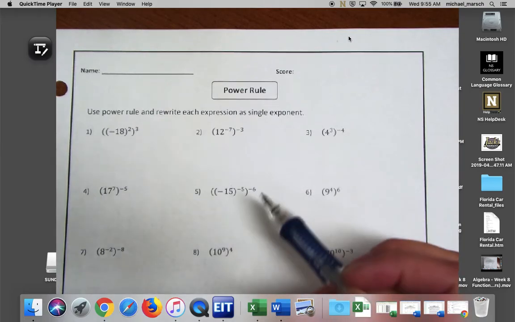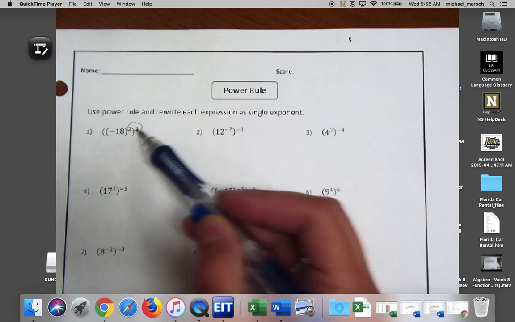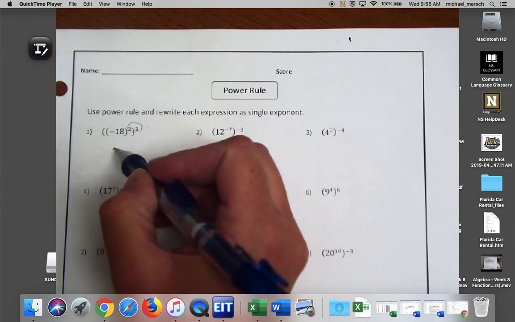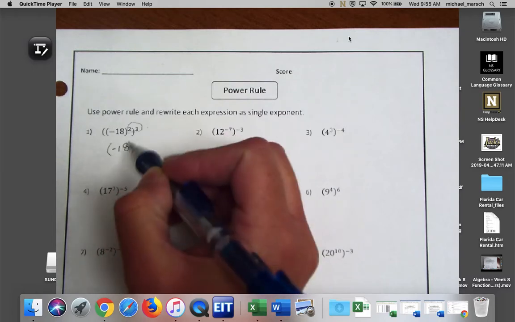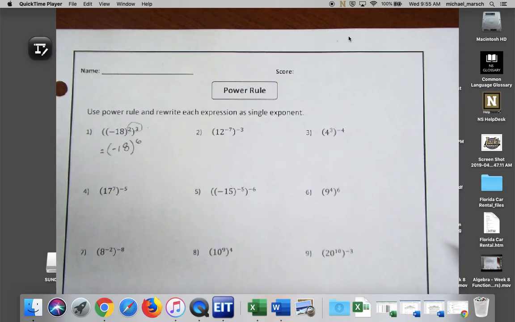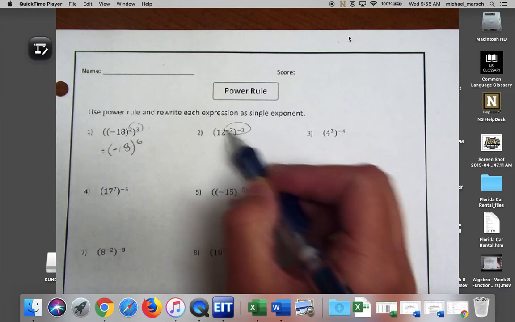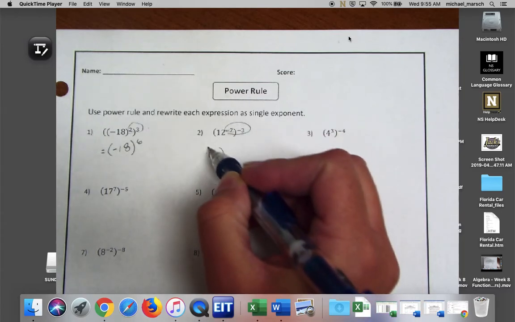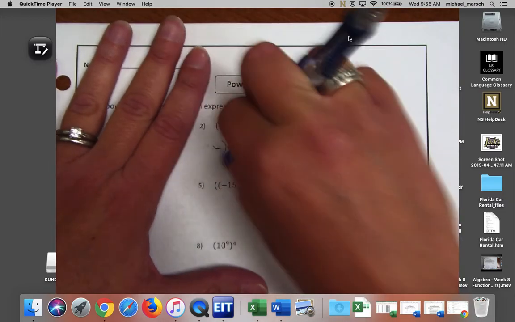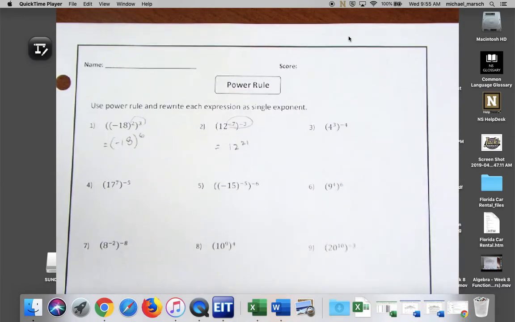So right here, we're practicing the power rule. Remember, you multiply the exponents because it's a power to a power. So if I was doing this one, I would get negative 18, and then 2 times 3 is 6. So that would be my answer there. For number 2, negative 7 times negative 3 is going to be 12 to the, well, I don't need the parentheses. I only use the parentheses if I have a negative. So my answer would be 12 to the 21st power.